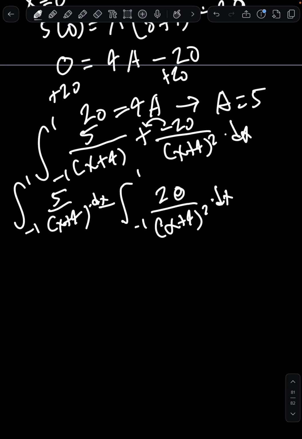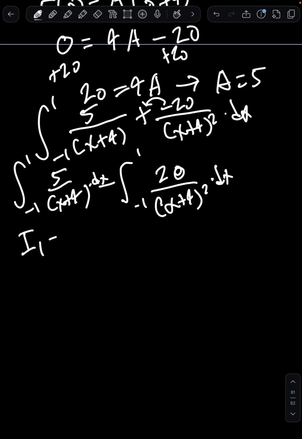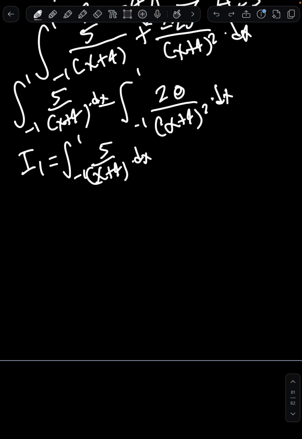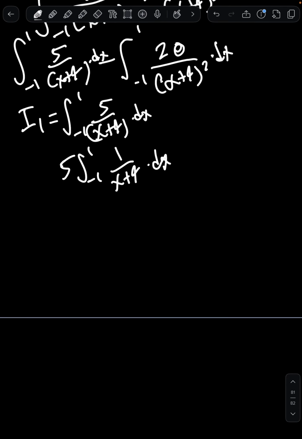So now we can take each integral. Let's do integral 1 first, the left side. We're going to let that be the integral from -1 to 1 of 5 over x plus 4 times dx. To evaluate this one, we can take a constant factor of 5 out, so it's going to be 5 times the integral from -1 to 1. And we know 1 over something, like 1 over u or 1 over x, is just going to be the natural log of the absolute value of u. So we're going to have our constant 5 times the natural log of the absolute value of x plus 4. And remember, we still have our bounds.